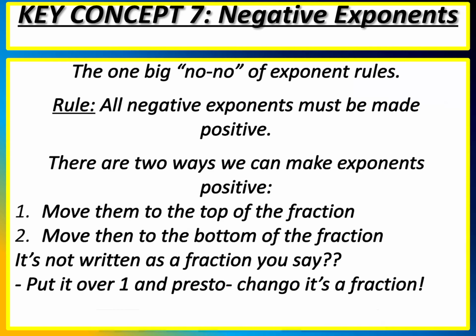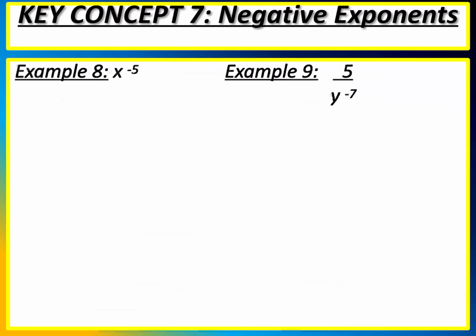Moving them between the numerator and the denominator changes the signs. They become positive or negative as you flip their spots. If something is not written as a fraction, you can put it over 1 and then make your change. So we'll take a look at some examples of that.